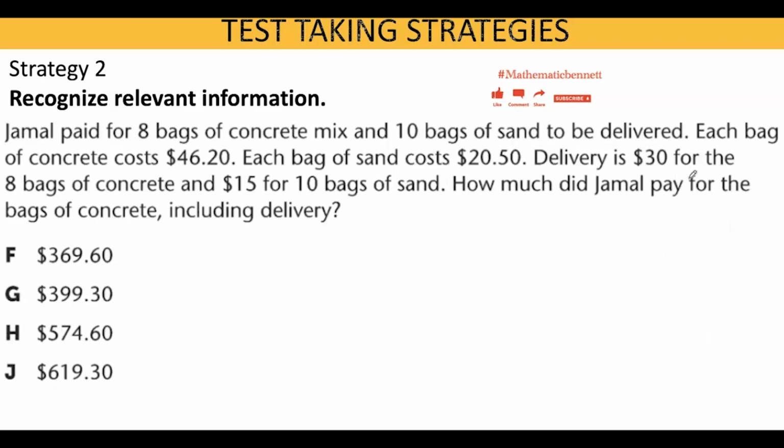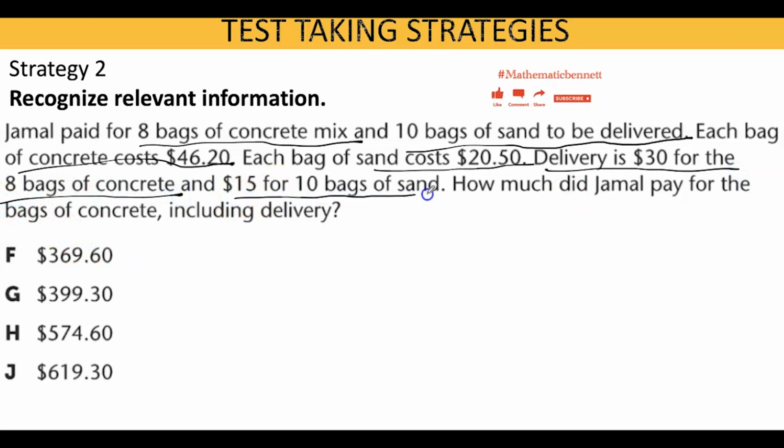So here we have a question. Jamal paid for 8 bags of concrete mix and 10 bags of sand to be delivered. Each bag of concrete mix costs $46.20 and each bag of sand costs $20.50. Delivery was $30 for 8 bags of concrete and $15 for 8 bags of sand. How much did Jamal pay for the bags of concrete including delivery?